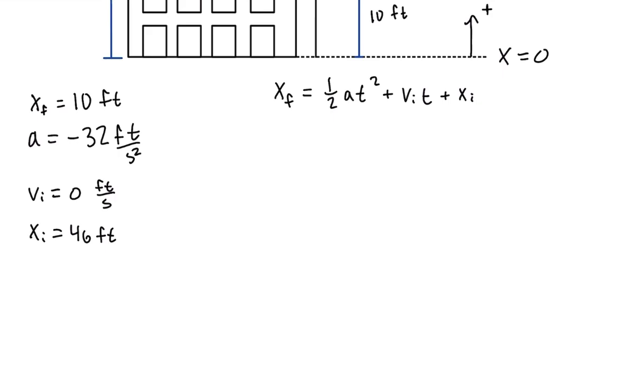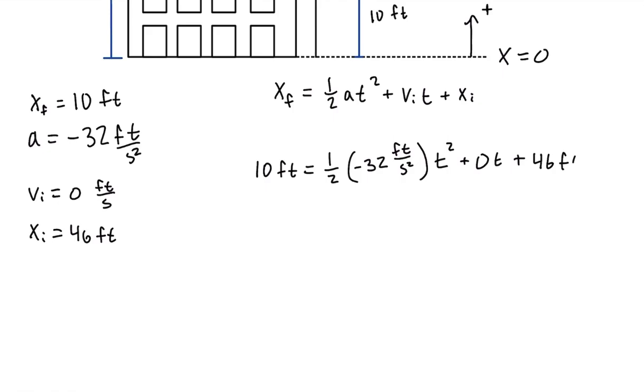Okay, now let's write these terms in our equation. We have x final is 10 feet equals 1/2. Put this in parentheses so we don't get confused. Negative 32 feet per second squared times time squared. Time is what we're trying to solve for. Plus 0 feet per second times t plus x initial, 46 feet.